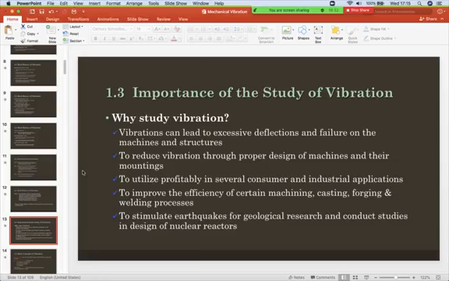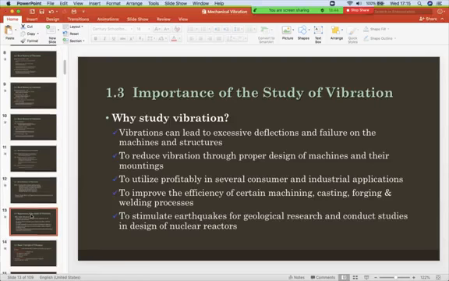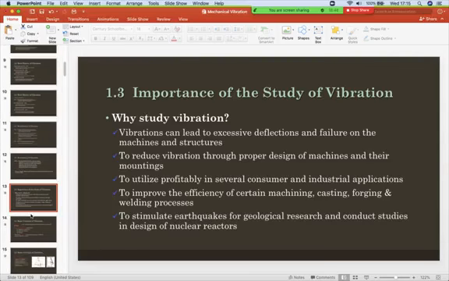To improve the efficiency of certain machining, casting, forging, and welding processes. No? To simulate earthquakes for geological research and conduct studies in the design of nuclear reactors. So can you imagine that? Even in vibration, we can understand the happening of earthquakes for geological research. Now and then we have NASA, we have PAGASA, to determine incoming earthquakes, and we also have the nuclear institute in the design of nuclear reactors. No?